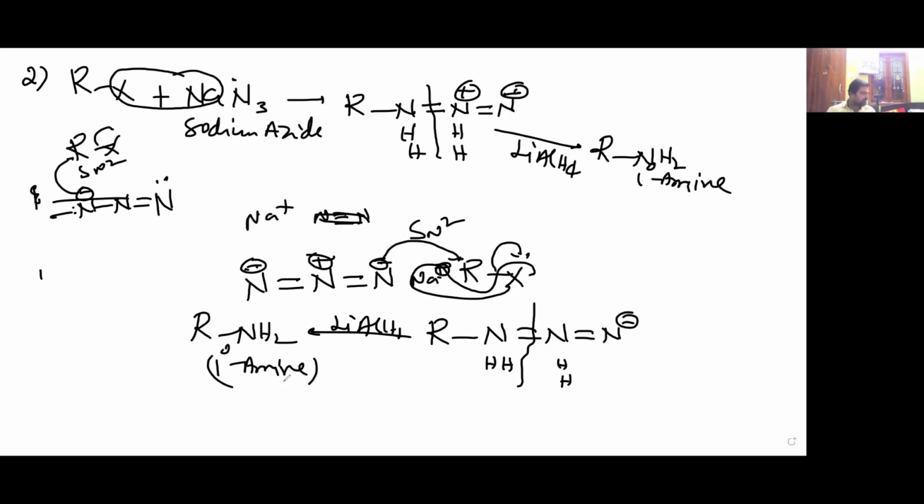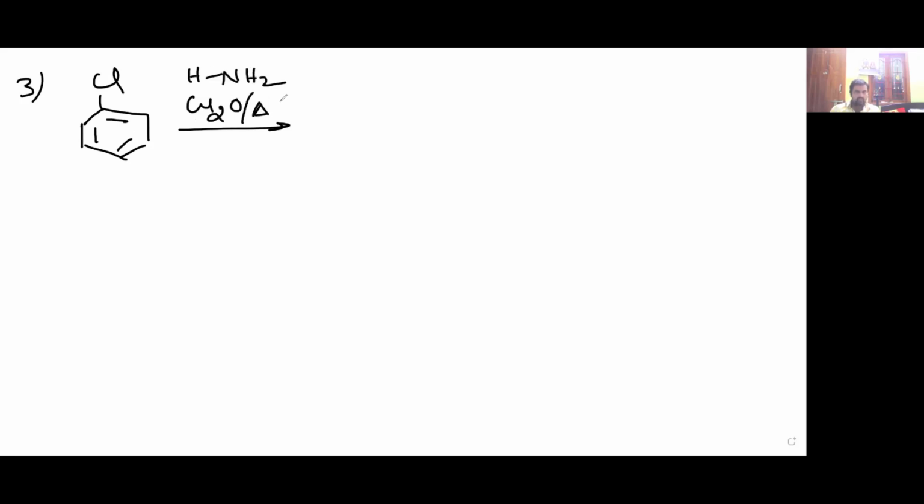Another method of preparation is from chlorobenzene. This is the third method of the preparation. Chlorobenzene reacts with ammonia on heating. This chlorobenzene is treated with Cu2O and ammonia, by heating and pressure. You have to maintain all these conditions.